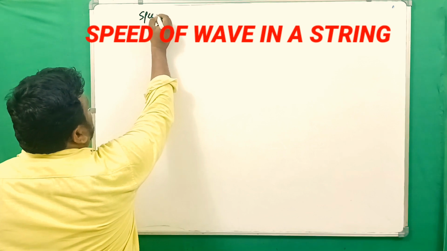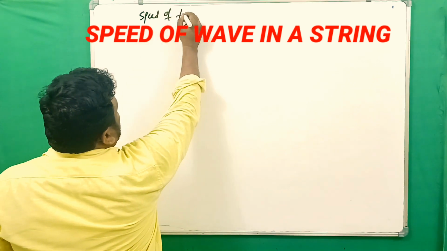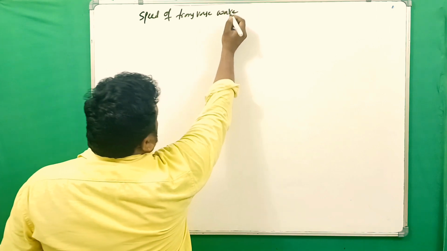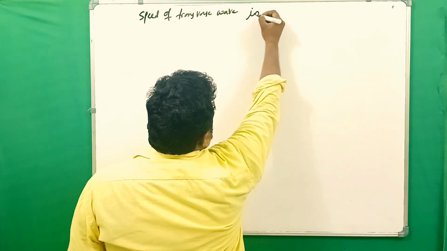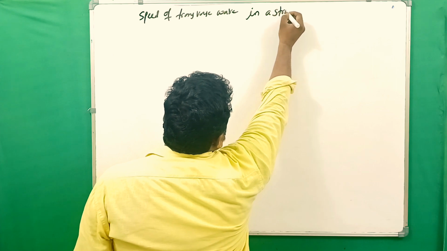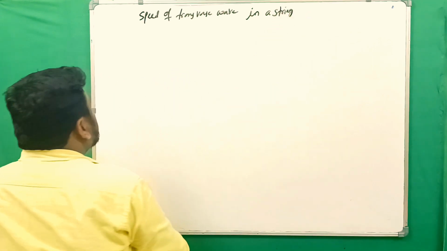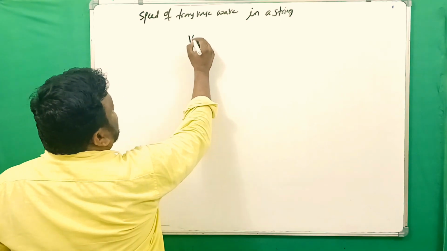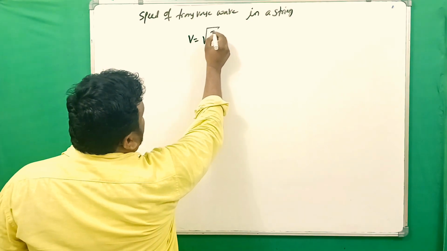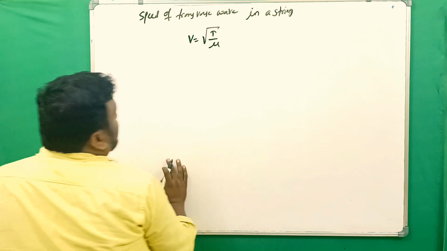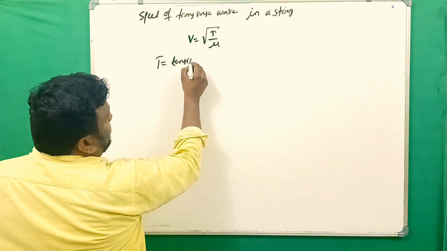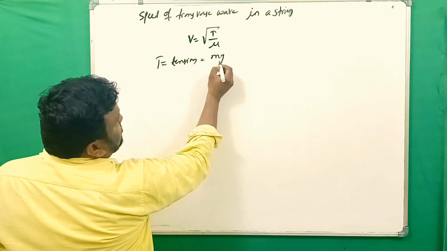Let's see the formula for the speed of a transverse wave in a stretched string. The formula is like this: v is equal to the square root of T by mu, where v is the velocity and T is the tension, that is nothing but mg.